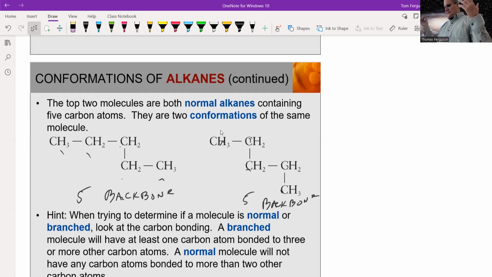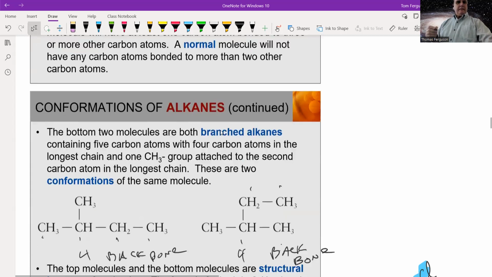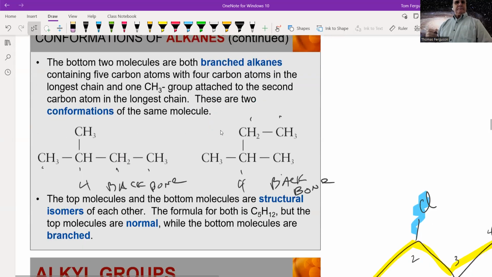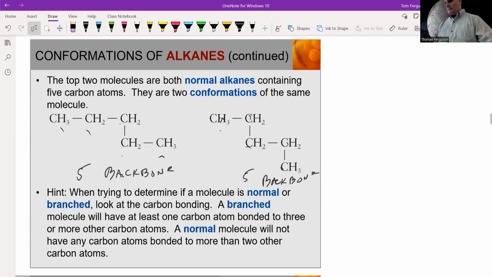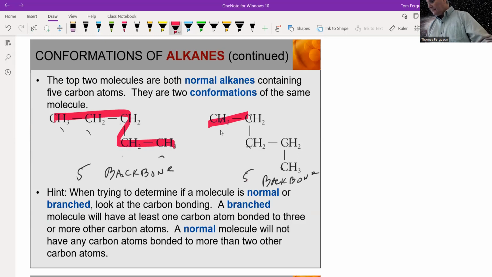Okay, and this is the same thing. We're just moving everything around. Same with this. What we're doing is moving stuff around, finding the longest chain. So these both have a branch. These have no branches.